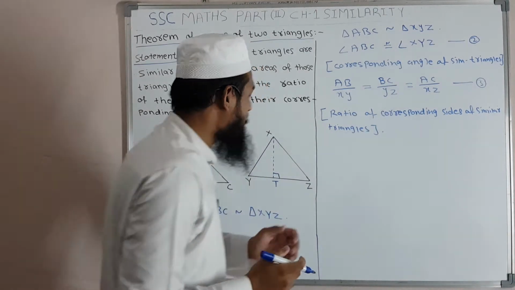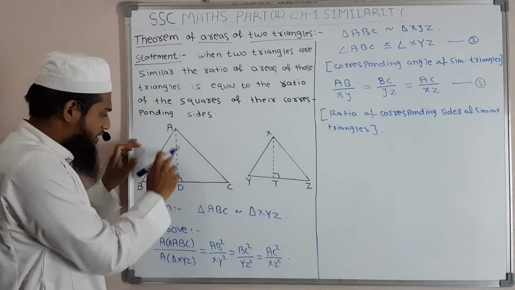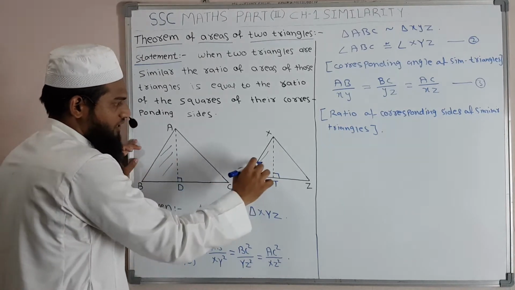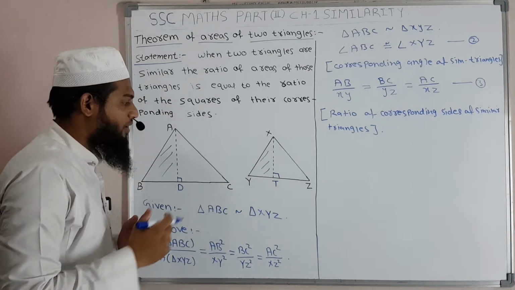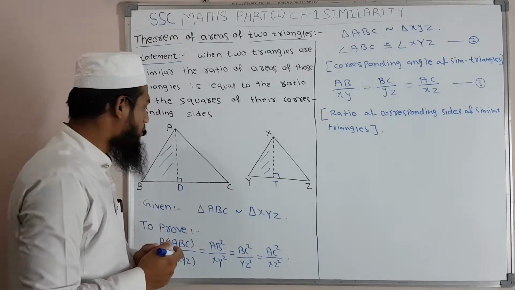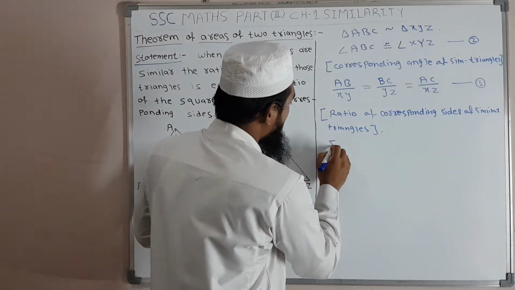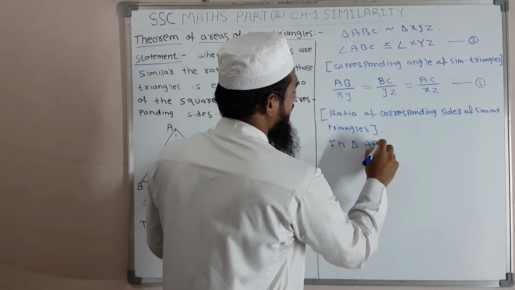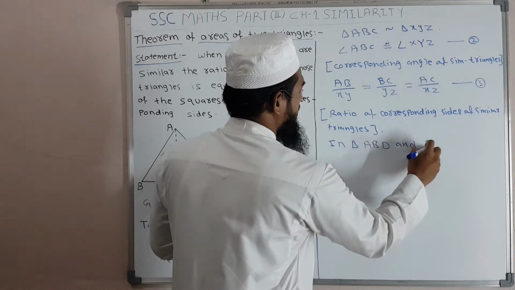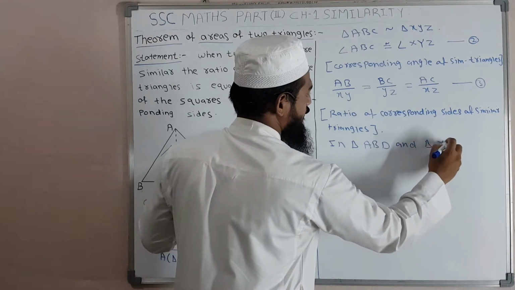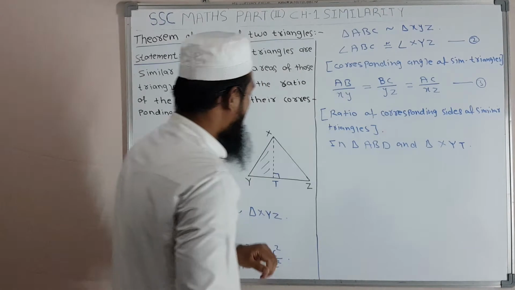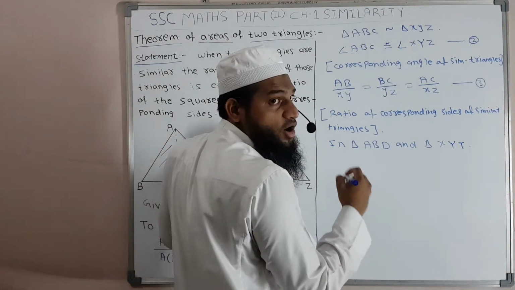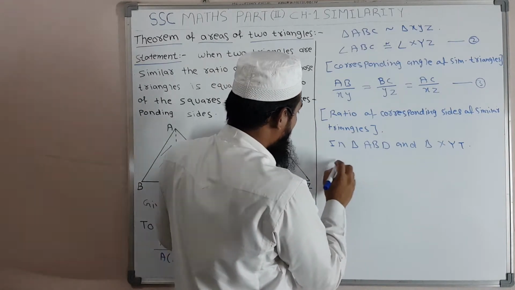Okay, now if I observe that in triangle ABD and triangle XYT, I can prove these two triangles similar. By which reasons? Look at the board. I am taking triangle ABD and triangle XYT, these two triangles. In these two triangles, if I observe, then what can I write?